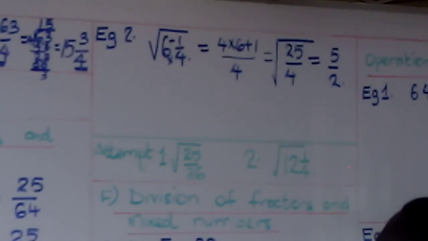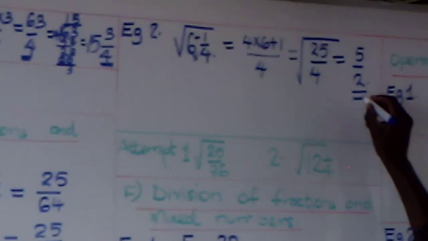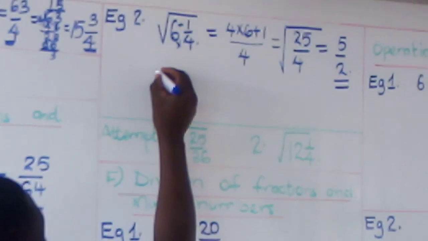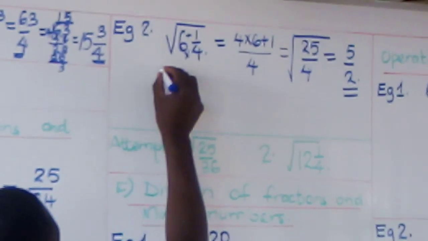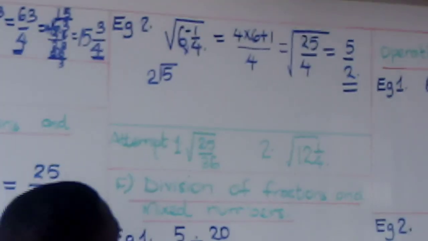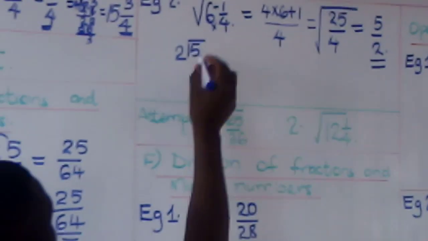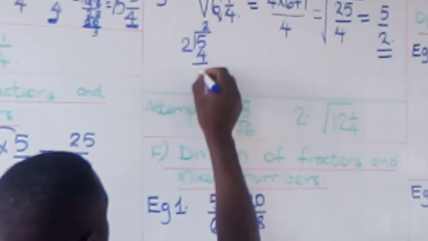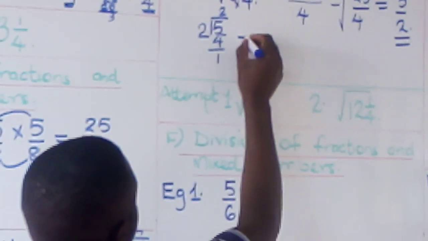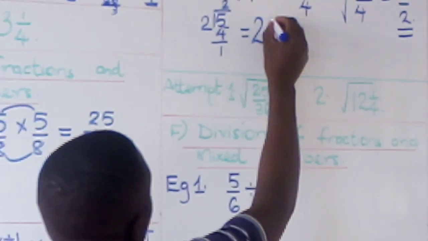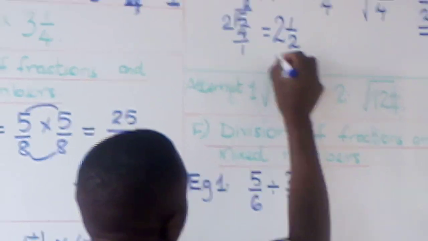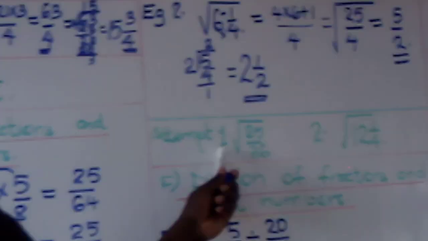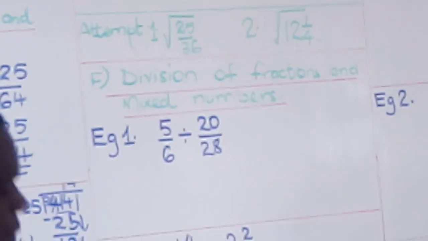Are we together? And so the answer cannot be an improper fraction. So we divide 5 divided by 2. What is 5 divided by 2? It is 2 because of 4. The difference is 1. So the answer is going to be 2 and 1 over 2. Great. Hope you've understood. You can use those examples to attempt these questions.